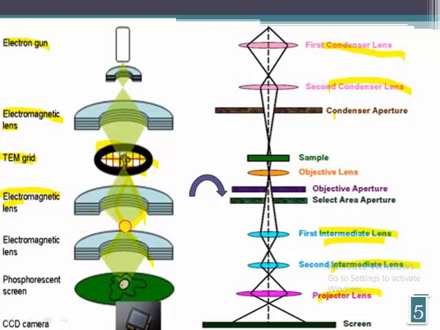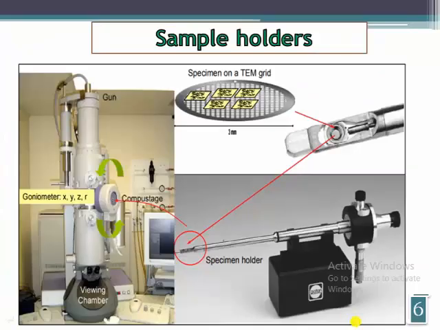After that, it comes to this projector lens, and it will produce a projection of the image, and we can view the sample over here at the CCD camera. Here there is a phosphorescence screen, so it will produce a projection on the screen, and we can see our image at the CCD. This is the simple way we can observe our image in a transmission electron microscope. Now we will see each and every part in detail.